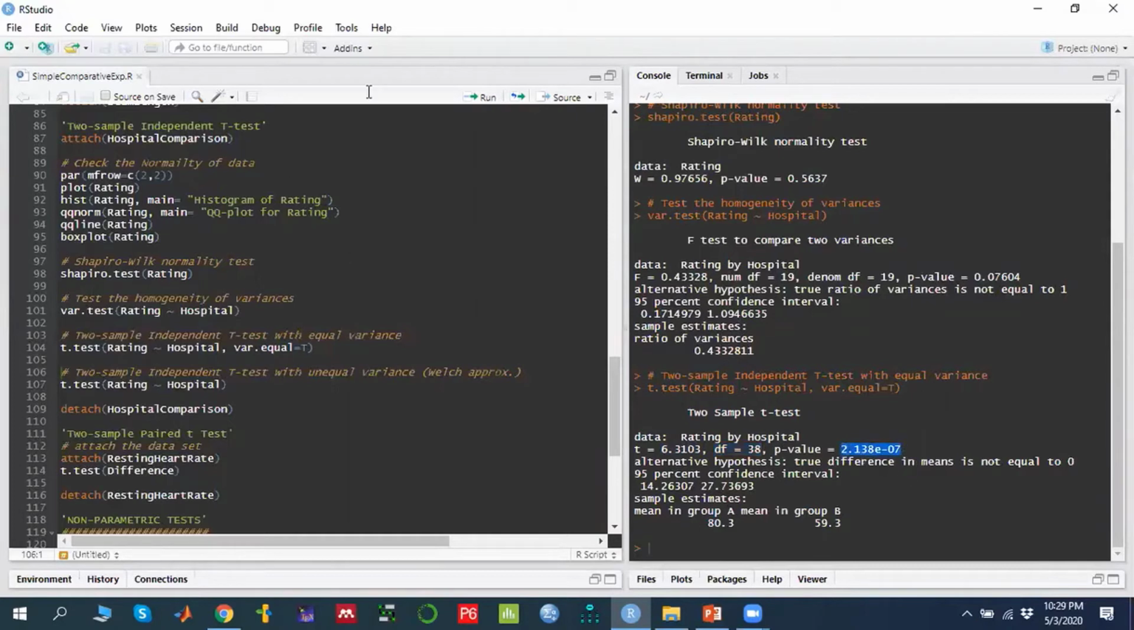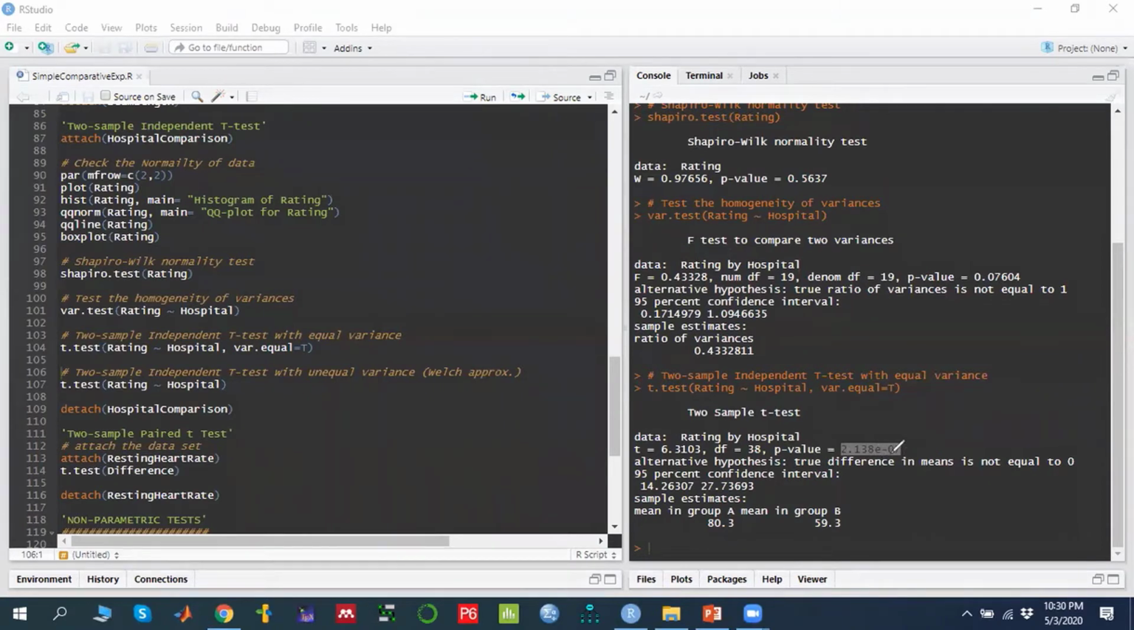Okay, so how will you read this p-value? This is quite a small p-value, approximately equal to 0.00. We have 6 zeros and then 213 something, because we have the e-7. So this is the p-value, which is less than 5%. That means reject H0.